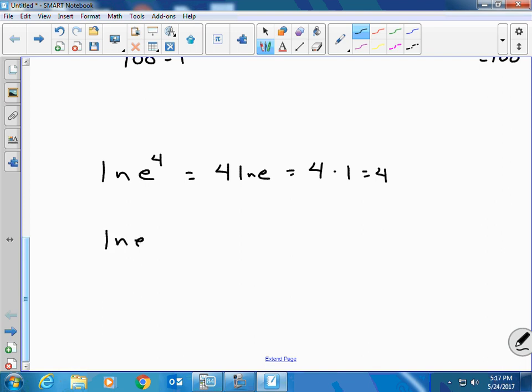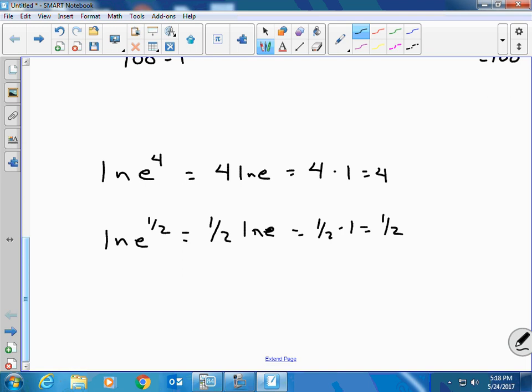What is ln of e to the 1/2? Well, you should understand that it's exactly the same, right? And so I get ln of e is 1. I get 1/2 times 1 equals 1/2. So basically what we're saying is anytime it's ln of e raised to some power, the answer is that power.